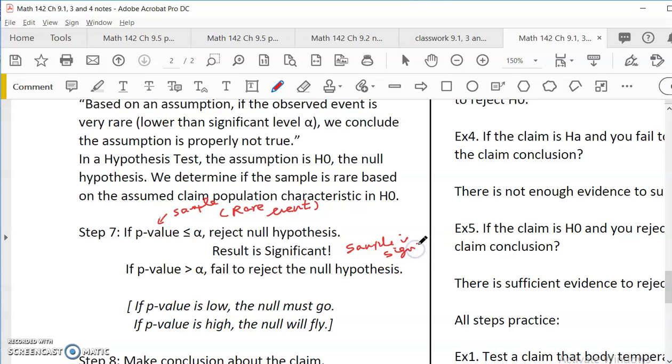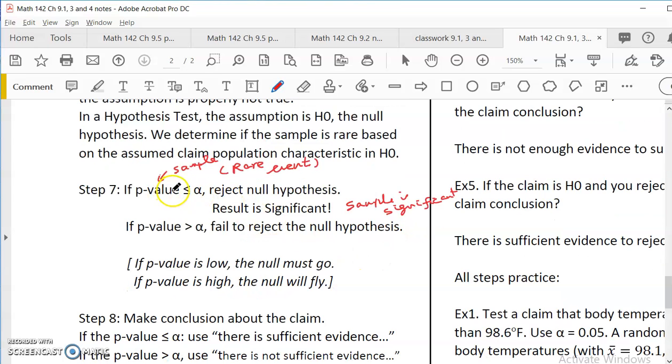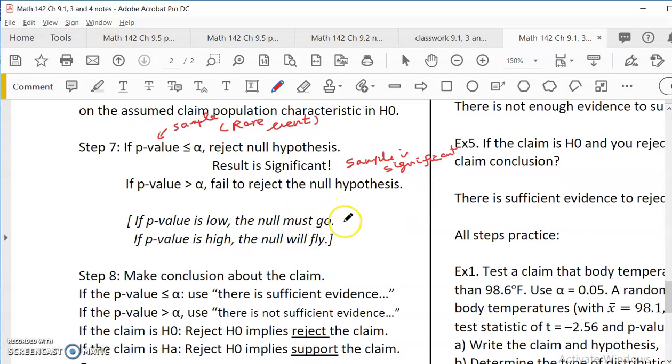Significant sometimes means, I'm very surprised that I get that, based on whatever is accepted as true. But if our p-value is greater than alpha, just like when we have 6 heads and 4 tails, we cannot reject anything. We say fail to reject the null hypothesis. If you see something rare, you reject the null hypothesis. If you don't see anything rare, in line with H0, you fail to reject the null hypothesis. The way to remember this: if the p-value is low, the null must go. P-value is high, the null will fly.